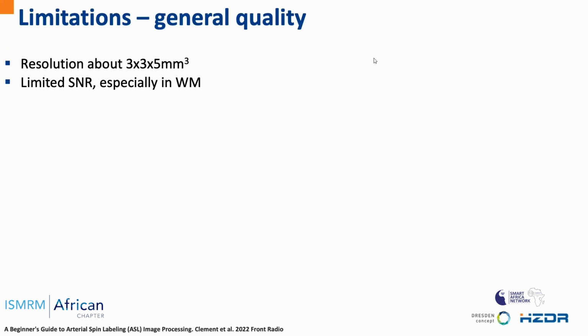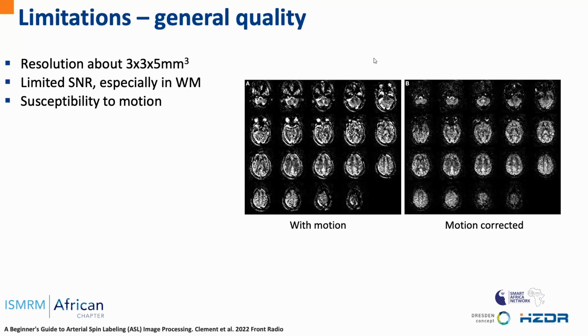SNR is limited, especially in the white matter, which has a very long time for blood arrival. So during the analysis, we have to focus mostly on the gray matter, as the signal from white matter is not really reliable. And the acquisition is quite susceptible to motion.